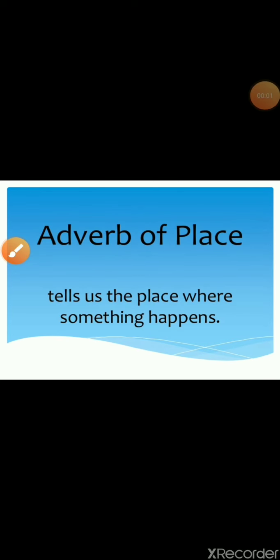Very simple. Again, adverb of place. Next type, indicating place. I hope you have understood from the title: the place where the action has happened. If something has happened, the place should be indicated. It tells us the place where something happens.